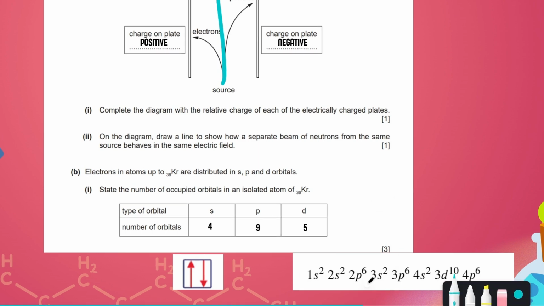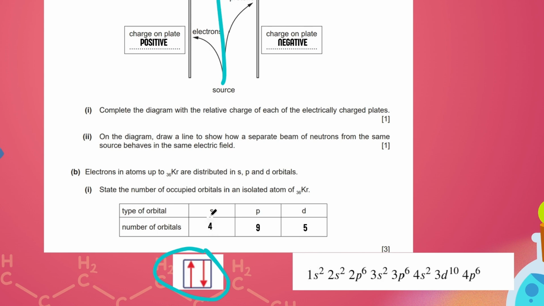1s2, 2s2, 2p6, 3s2, 3p6, 4s2, 3d10, 4p6. Okay, number of orbitals. So what is the number of orbitals? This is already given to you, this is the 1s, by the way. 2s is the same: 1s, 2s, 3s, 4s are the same. Since it has four levels, making the s orbitals 4.